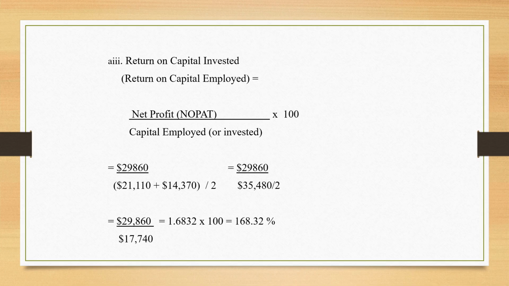So the formula for the return on capital invested, which is also called return on capital employed, is net profit divided by capital employed or invested. And when we get that answer, we will multiply it by 100, because unlike the liquidity ratio, this ratio must be expressed in percentage. So another name for the net profit is net operating profit after tax for those of company accounts.